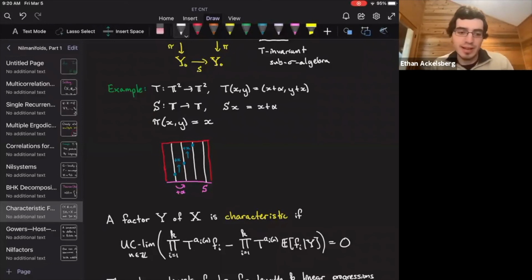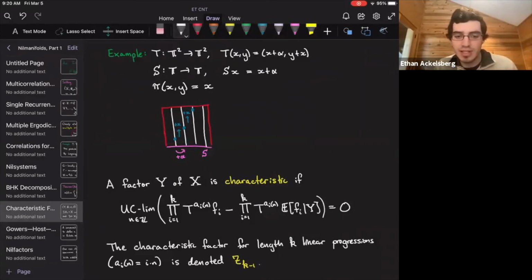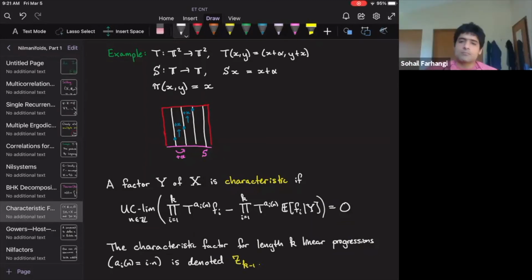And if we're looking at linear patterns, I'm going to give these a specific name. I'll denote by Z_{k-1}. So there are some factors that control length k linear averages that we denote by Z_{k-1}. And now I want to give some indication of how to understand these factors and what structure they have.